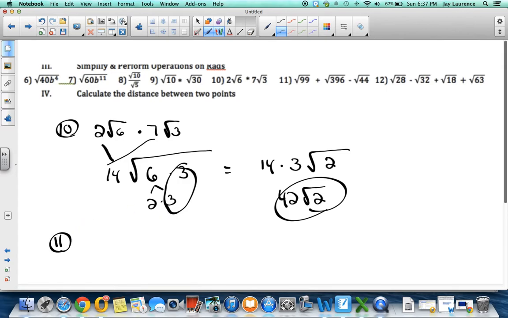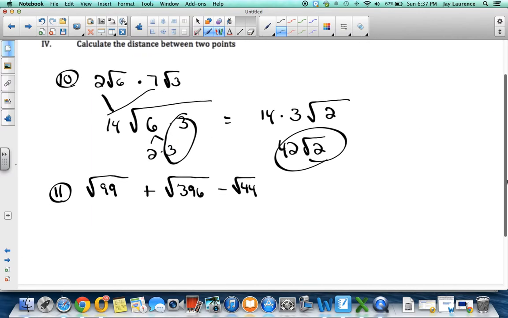Number 11 says rad of 99 plus the rad of 396 minus rad 44.